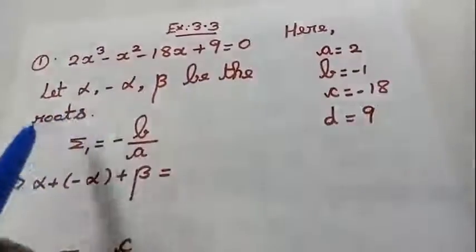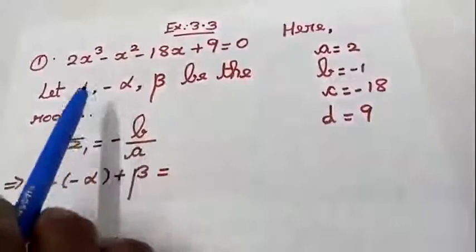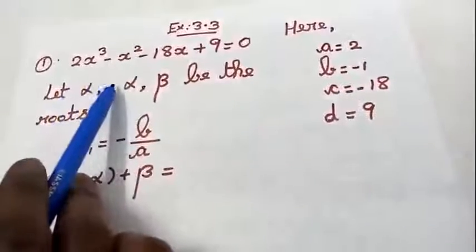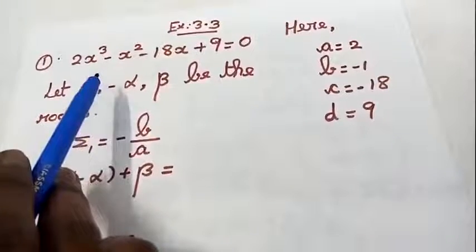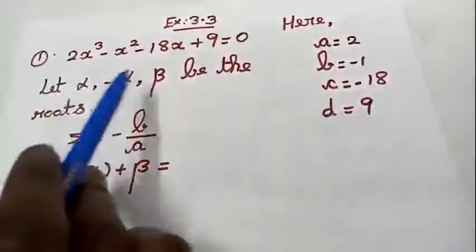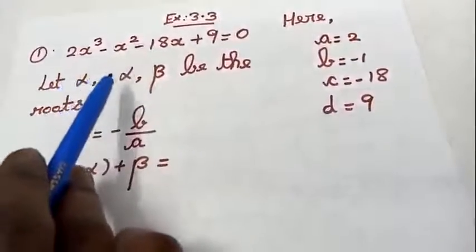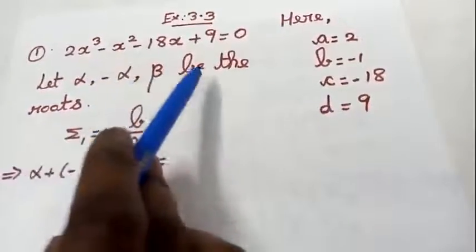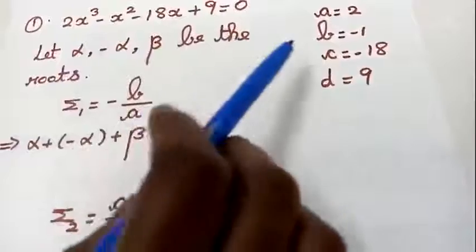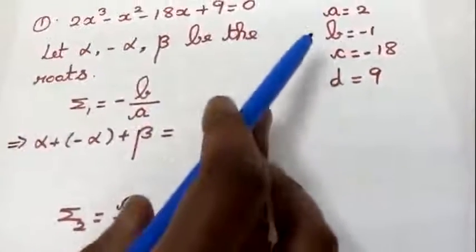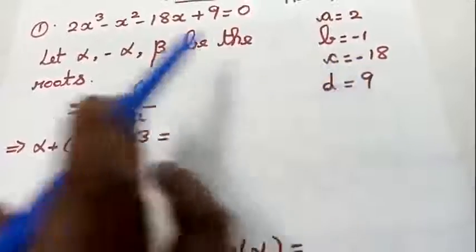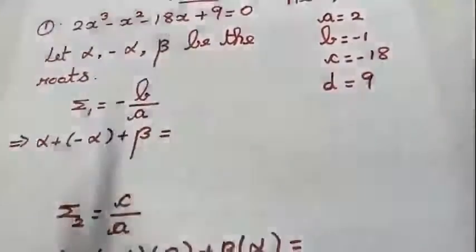According to that condition, I am going to take the roots as alpha, minus alpha. If I add these two roots, I will get the answer as 0. That is the condition given there. Since it is a cubic equation, we take three roots: alpha, minus alpha, beta. As usual, I take the values a = 2, b = −1, c = −18, d = 9 from the equation.